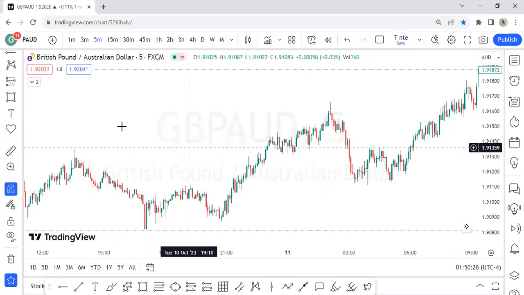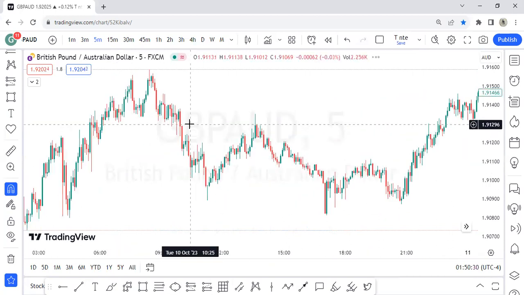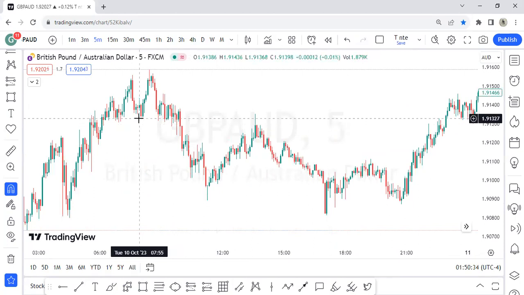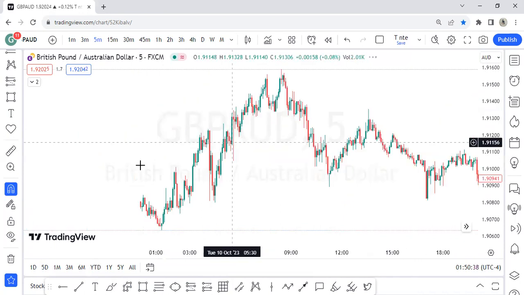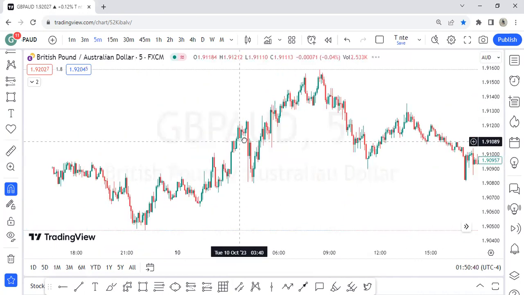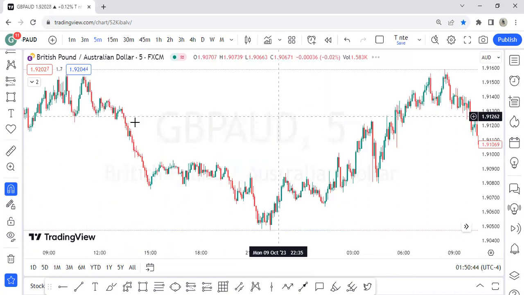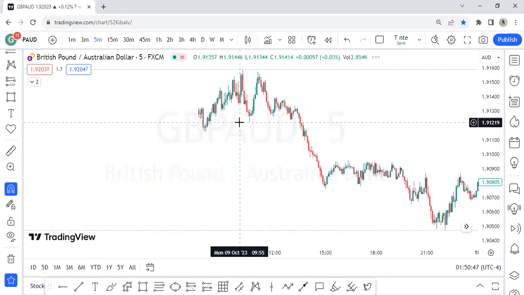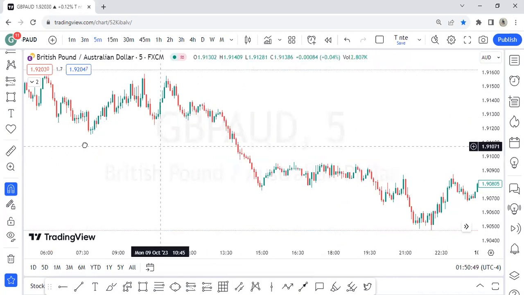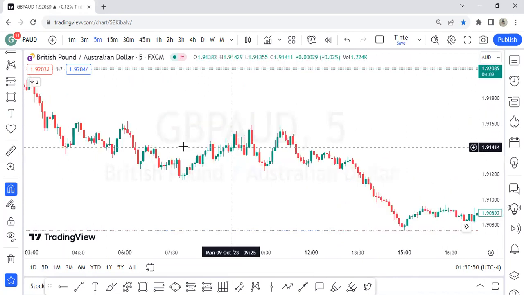All right, what do we have here? Look for a good example here. Okay, all right, I've seen a very clear example here. So watch this. It's a very good example. This is a 5 minute chart.